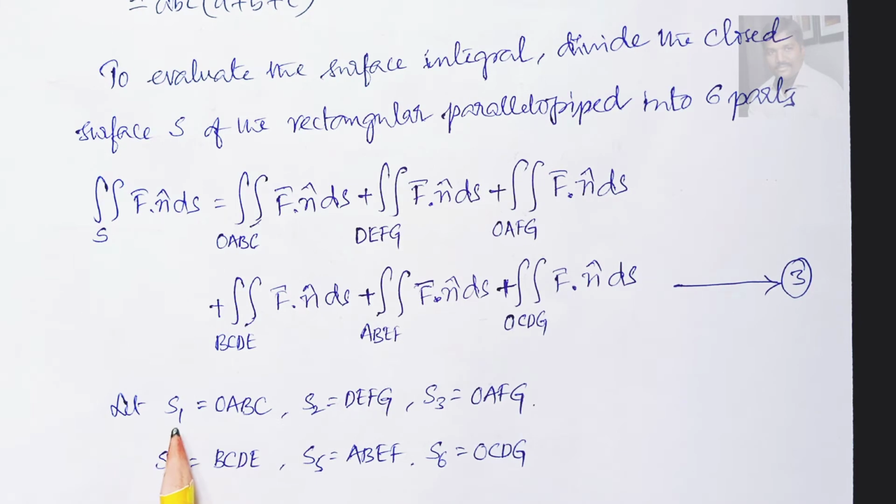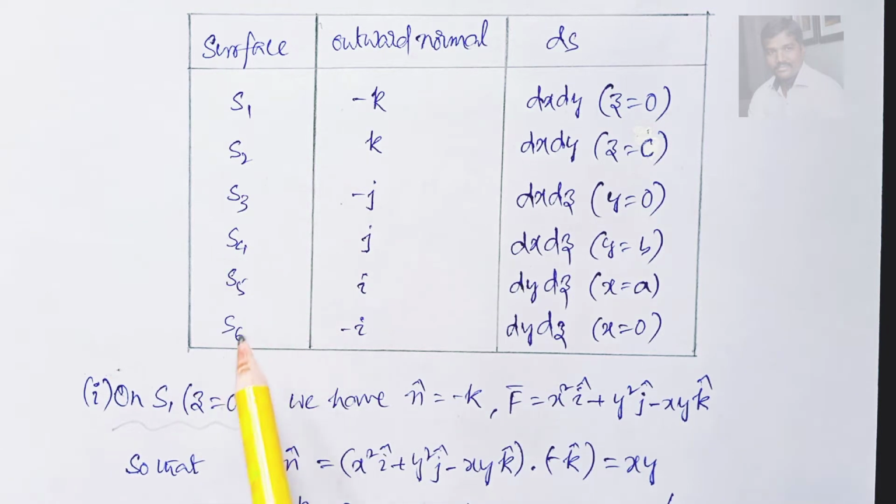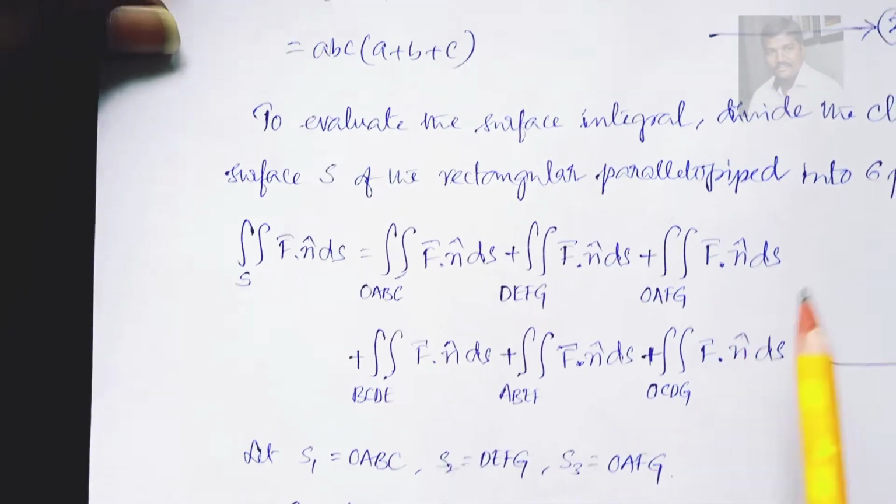Okay, so I am just assuming OABC as S1. Let S1 be OABC, S2 be DEFG, S3 be OAFG, S4 be BCDE, S5 be ABEF, S6 be OCDG. Here the surfaces are S1, S2, S3, S4, S5, S6. Okay, what is the outward normal for S1?